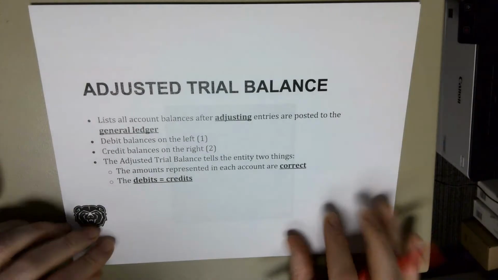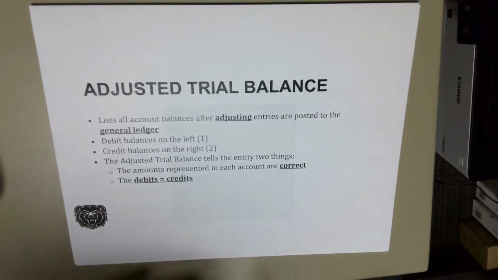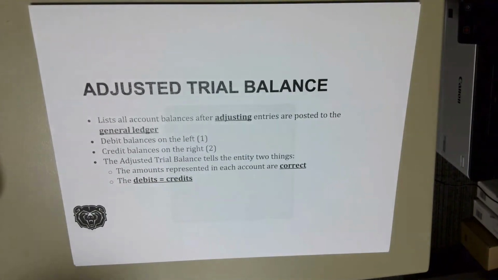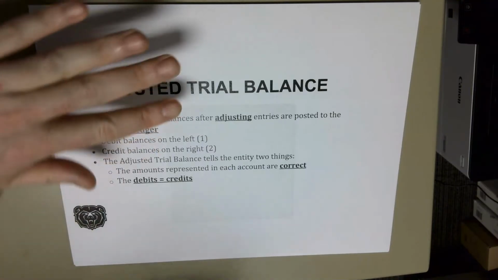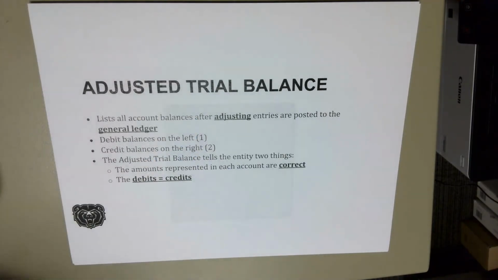So the next thing we want to talk about is the adjusted trial balance. Remember, we talked about the original trial balance in Chapter 3, and that just told us our debits and credits are equal. The original trial balance just says debits and credits are equal.